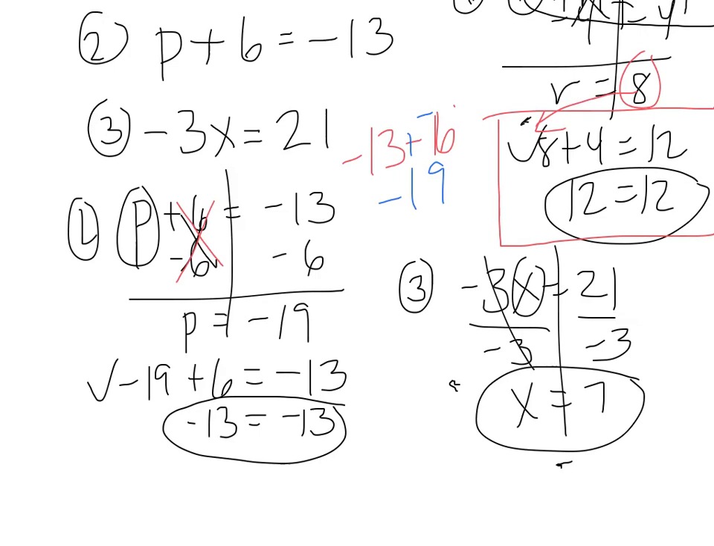Number 3, negative 3x equals 21. Again, want to get our variable alone, which is x. Undo multiplication with division. 21 divided by 3 is, this should be negative 7. Okay, so we have negative 3 times negative 7 equals positive 21, because 2 negatives when you multiply and divide make a positive.